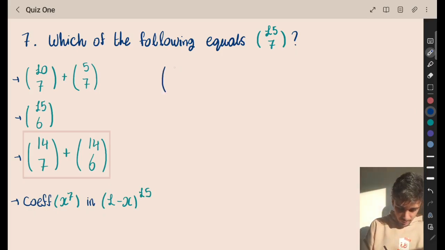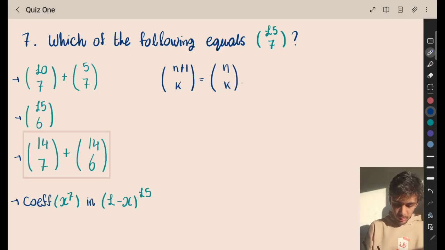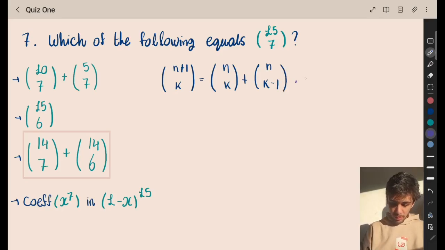So if you would like to have n plus 1 choose k, you write this as n choose k plus n choose k minus 1. So you see here, in this example, we have n is equal to 14. So when we add 1, we get the 15. And k is equal to 7. So you have n choose k is 14 choose 7, and n choose k minus 1 is 14 choose 6.